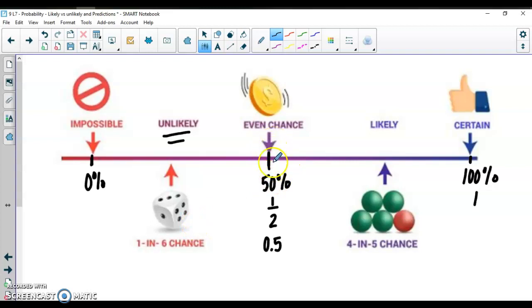As you move toward the top, between 50 and 100, you get more into the likely category, which means that these things are more likely to happen than to not happen. For example, you can see 4 versus the 1. If you're looking for green, you have a 4 out of 5 chance, which would correlate to about 80%. So you're anywhere on this continuum of 0 to 100%.